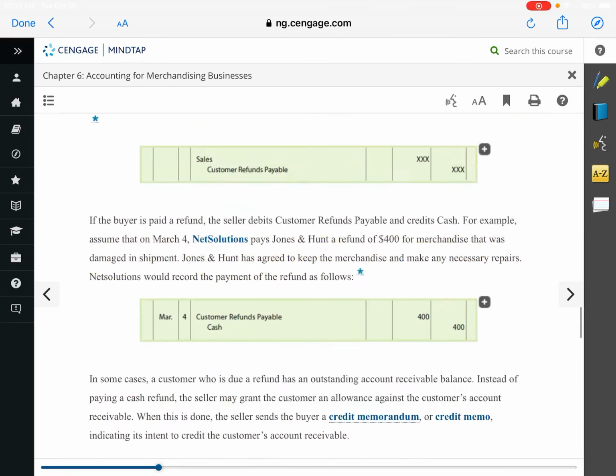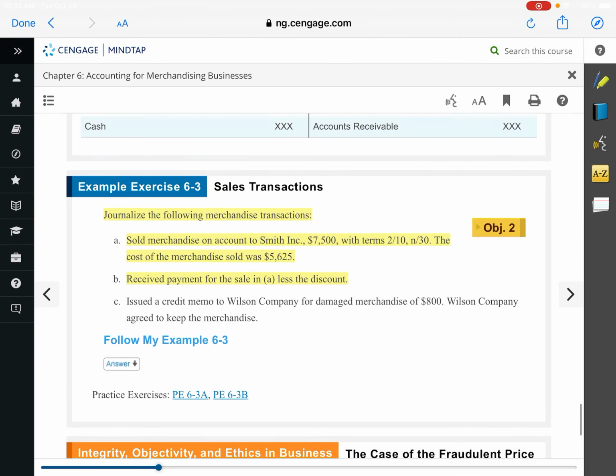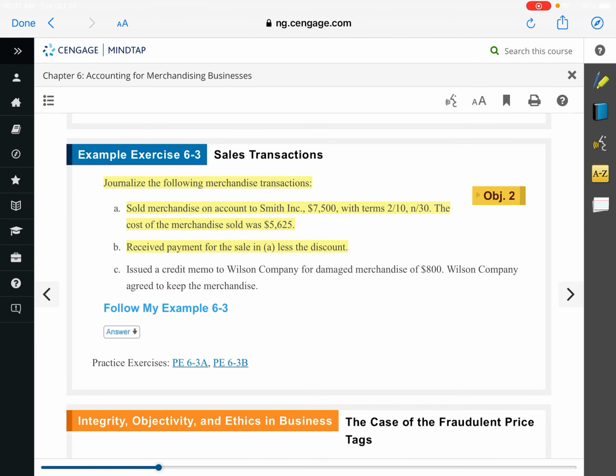All right, so if you'll scroll down to the bottom of that page, there's another problem right there. I want us to look at part A and part B. And this will be it. We'll end with this today. Is it the purchase? This is a sales transaction. So we already did the purchase. So yeah, this is sales.